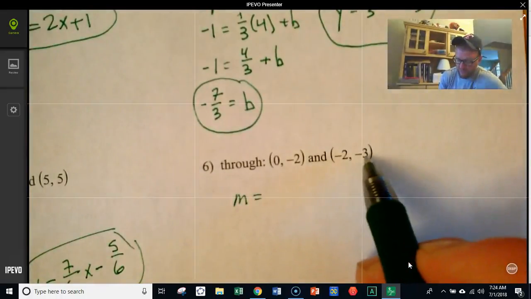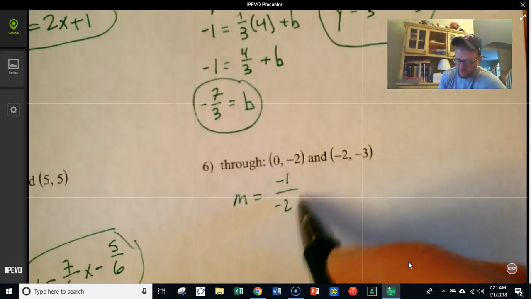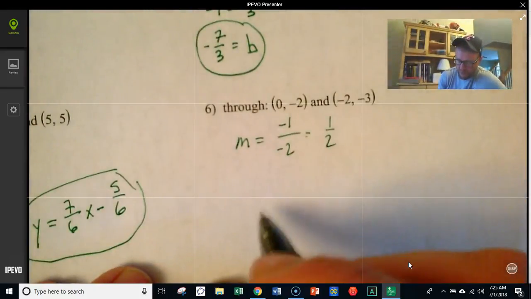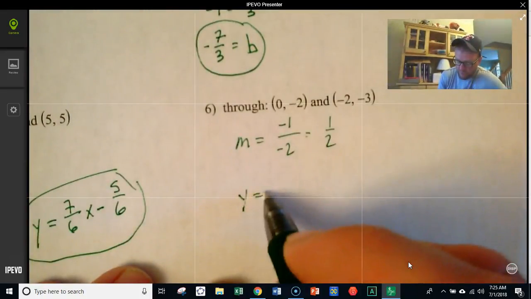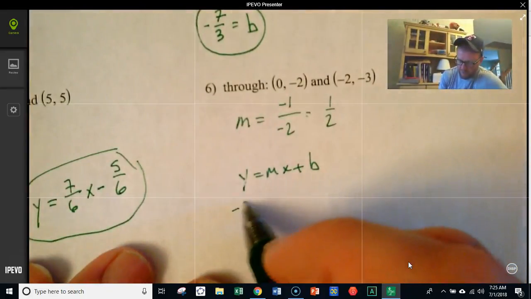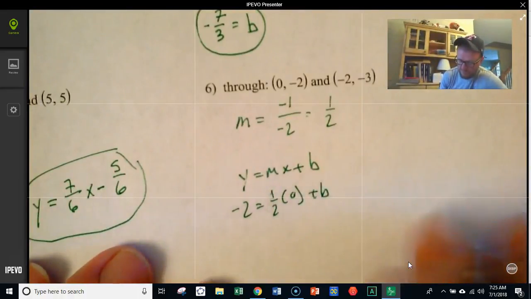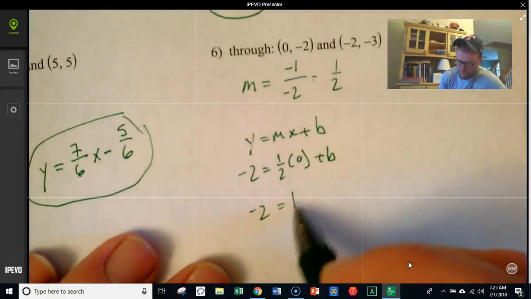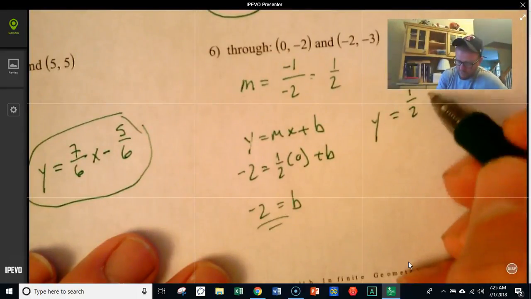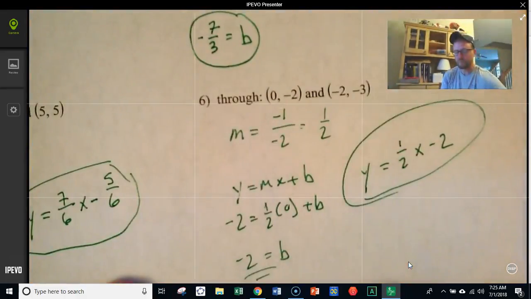m equals -3, take away -2, that's -1, -2 minus 0 is -2, that's 1/2 when the negatives cancel out. Let's see, y equals mx plus b, I use this point over here, -2 equals 1/2 times 0 plus b, so -2 equals b. Y equals 1/2 x minus 2. Okay.